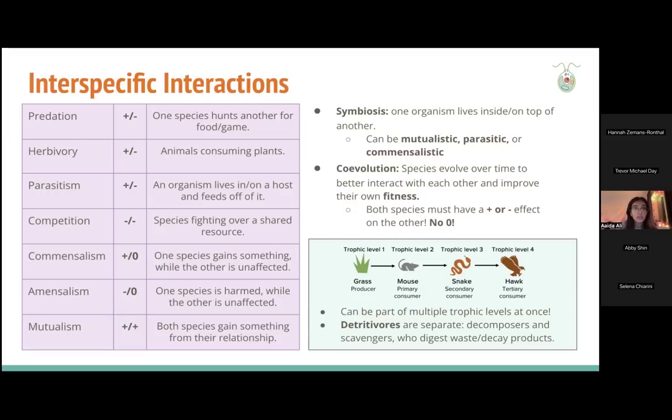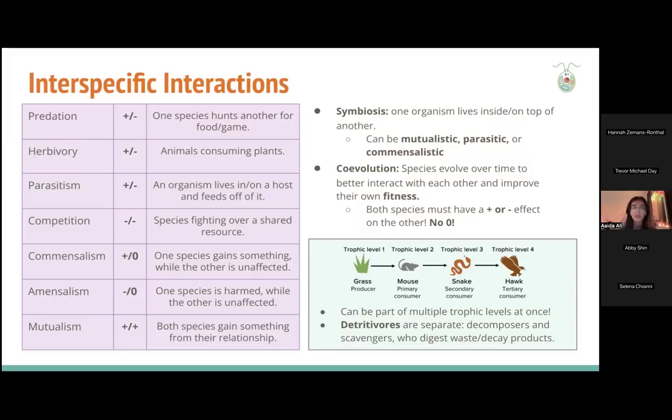So it does not include commensalistic relationships and it does not include amensalism, because both species have to have selective pressure placed upon them. They both either have to be trying to get as much out of the relationship as possible or try to protect themselves from the relationship as much as possible.